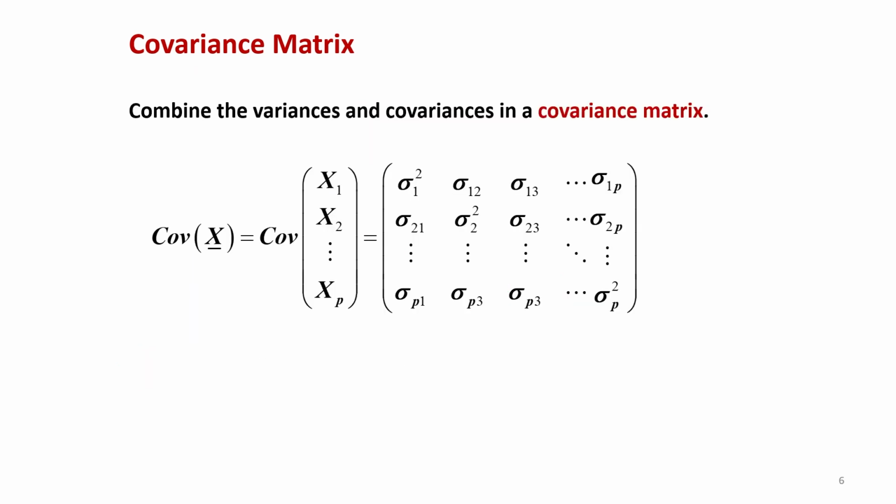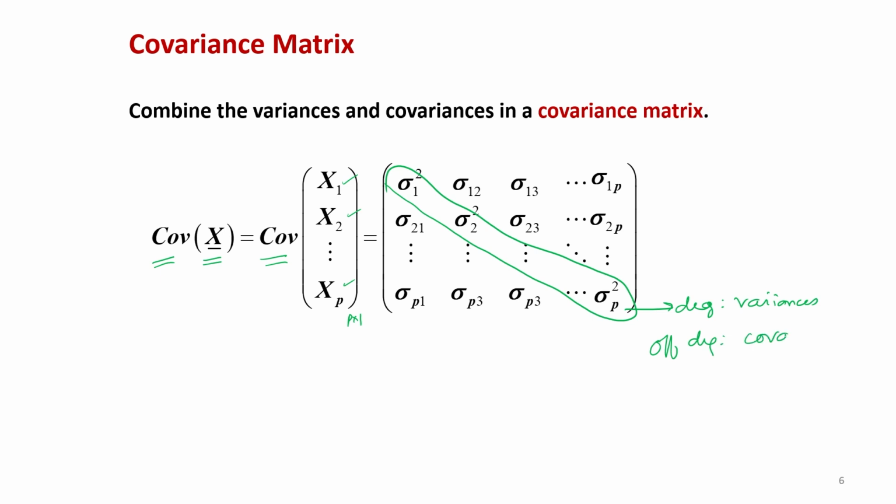Now, you have to write down all these things in the form of a covariance matrix. So, I extend the same concept. The covariance matrix of a random vector x is written as the covariance of x1, x2, up to xp, which is a p cross 1 vector. On the diagonal elements, we have all the variances, and the off diagonal elements are the covariances.